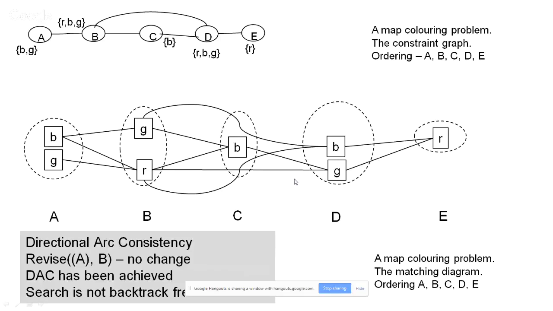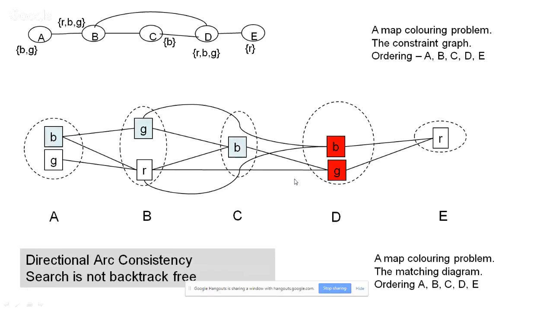Why is it not backtrack free? That is shown here. In backtrack free search, you can choose any allowable value from the next variable. If you were to choose blue from the domain of A, then you are allowed to choose either green or red from B. So let's say we choose green, which is shown in light blue color here. Then you can choose blue for C essentially.